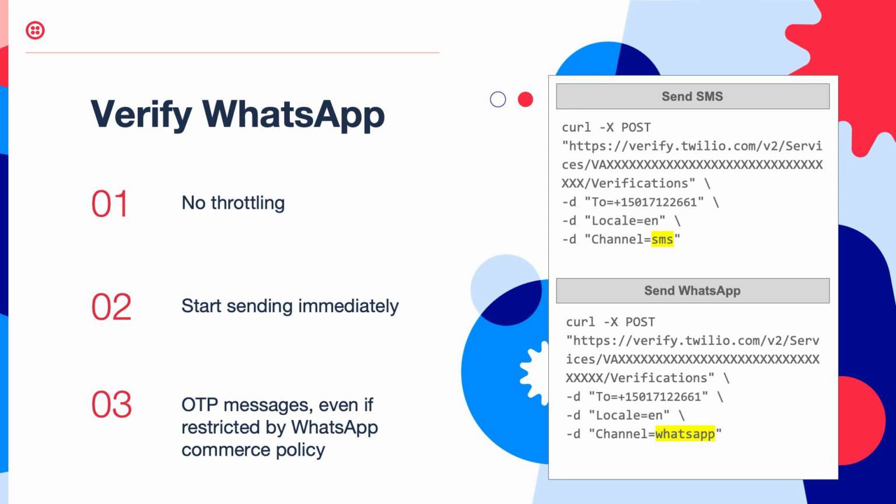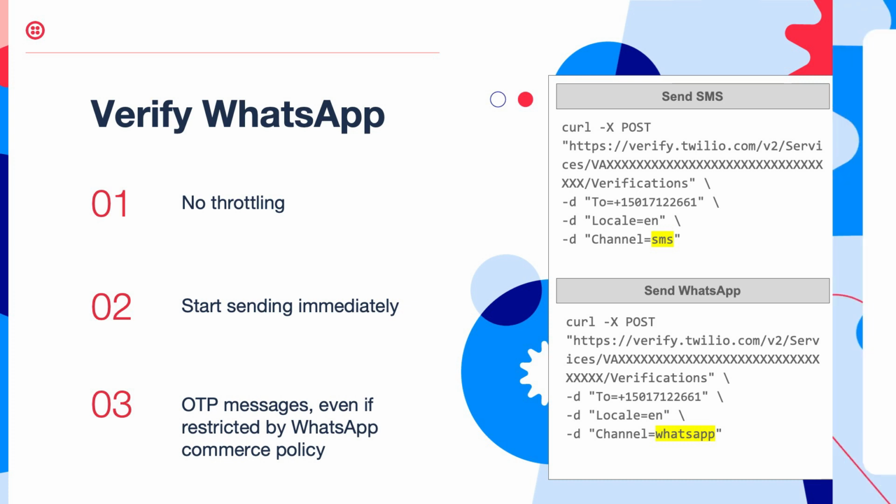Also, if your company's in a business operating in an industry like dating, crypto, digital subscriptions, or gambling, those industries are actually prohibited from sending messages directly by WhatsApp's broad commerce policy. But with Verify, we can still send those one-time passcodes for you on your behalf.